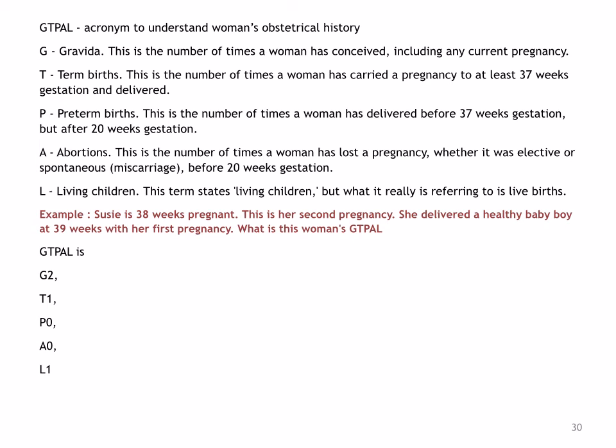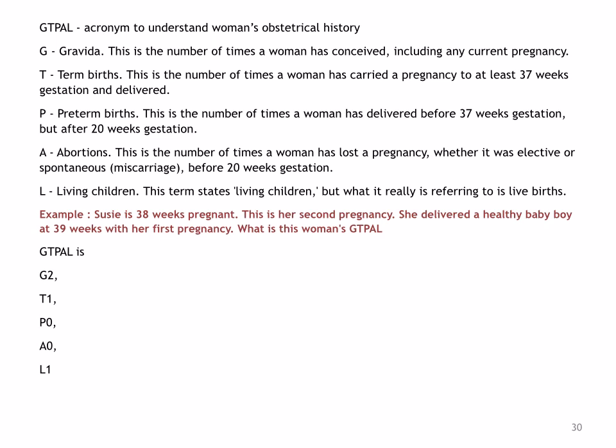Now you'll have to memorize this GTPAL because it has a range, from what to what week. And I would say make a flashcard. This will help you. This is the number of times a woman has carried a pregnancy to at least 37 weeks gestation and has delivered. It doesn't matter if the baby survived or not. It is just that her pregnancy went till at least 37 weeks and she delivered the fetus.